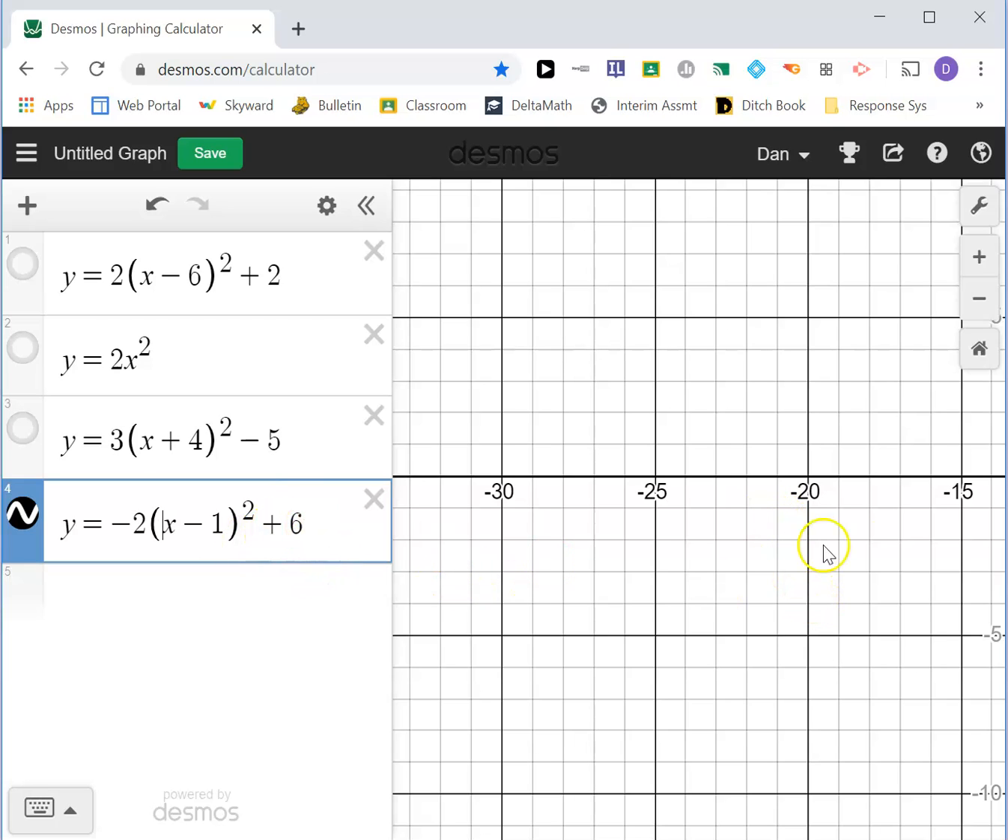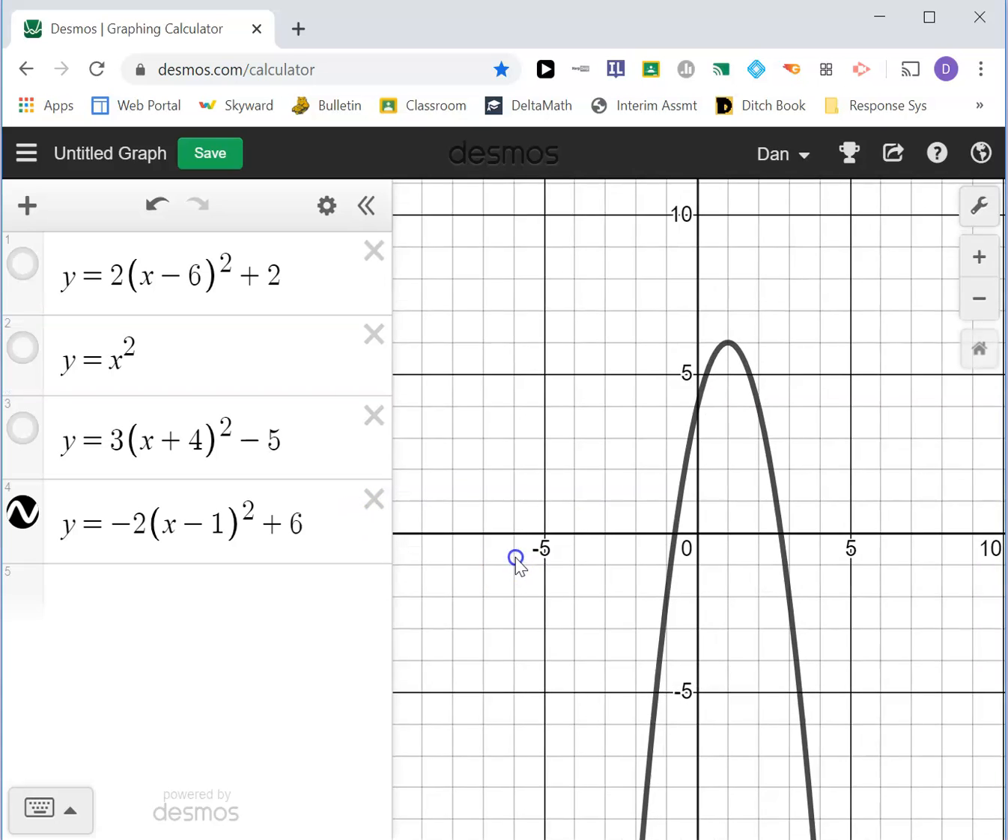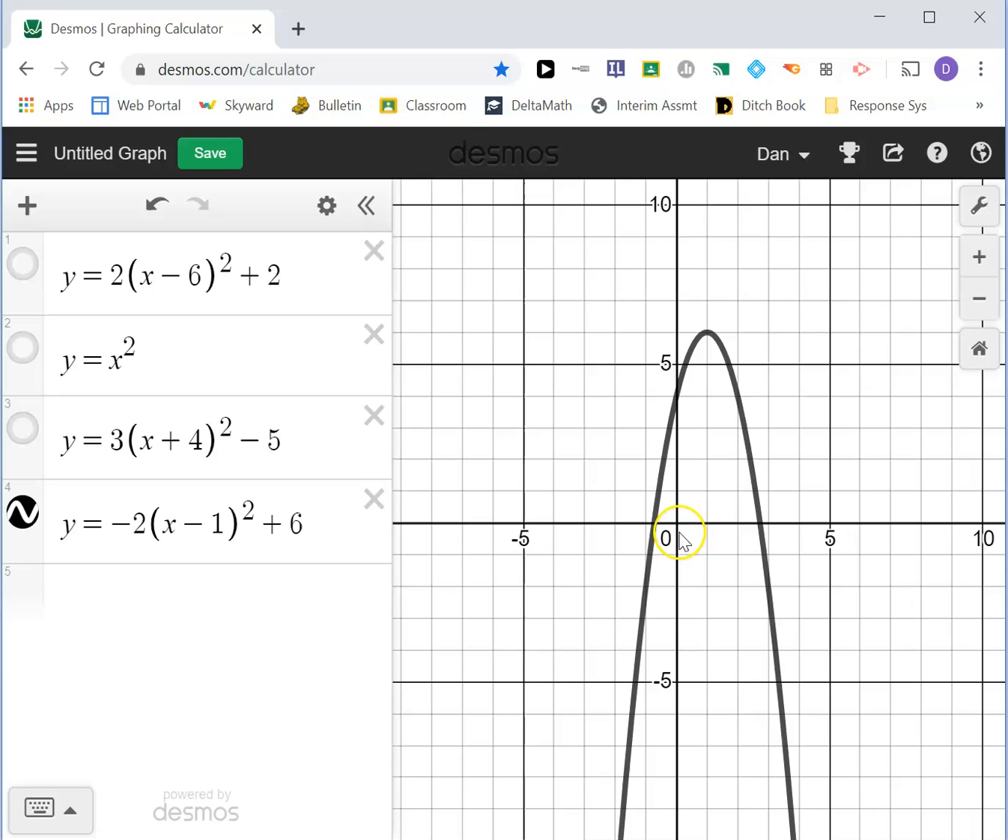And then the plus 6, as you might predict, bumps it up 6. What did the -2 do? Well, the 2 stretched it. It was bigger than just the plain x squared like this one. The 2 stretched it more, but then the negative flipped it over. So it ought to be shifted right 1, up 6, flipped over, and stretched by 2. And sure enough, there it is. Right 1, up 6, flipped over, and instead of dropping down 1 in the first step over from the vertex, it dropped down 2. Okay? So that gives you a bit of a picture of what's happening.